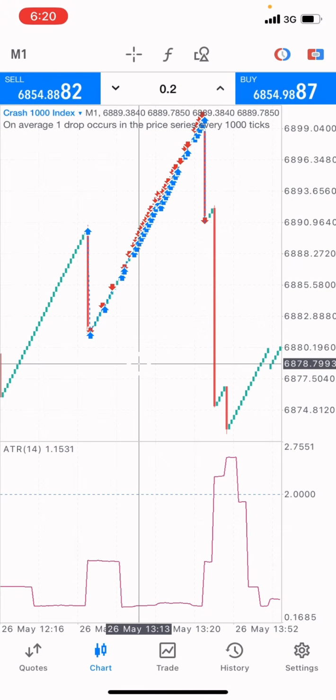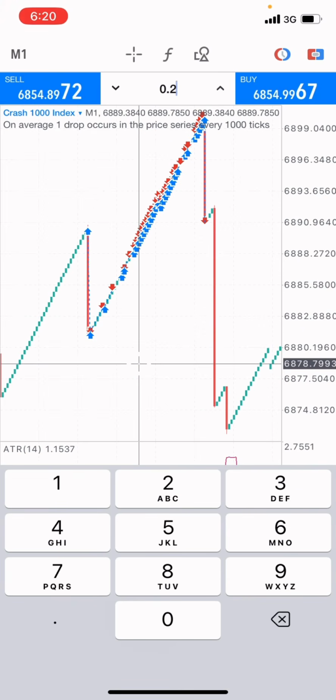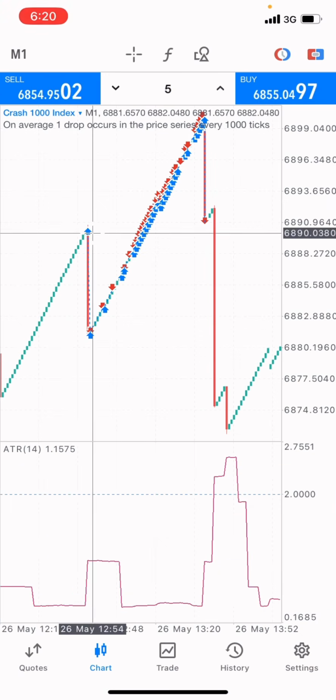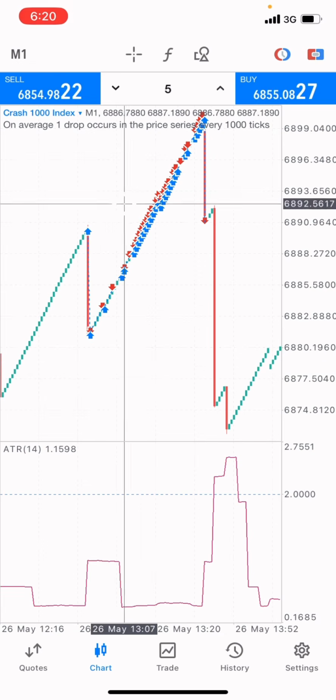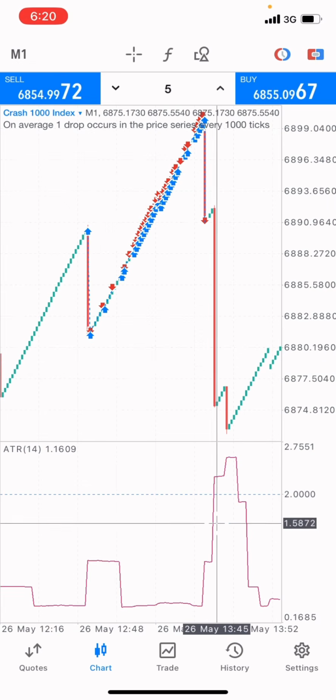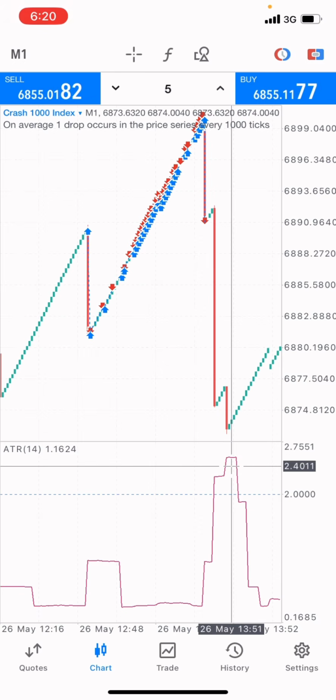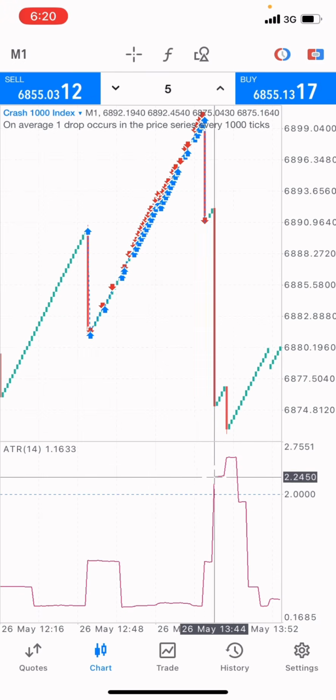You set your lot size to 5, so that you'll be able to count the profit. You can see, guys, there's money in this strategy. There's money and there's win in this strategy.